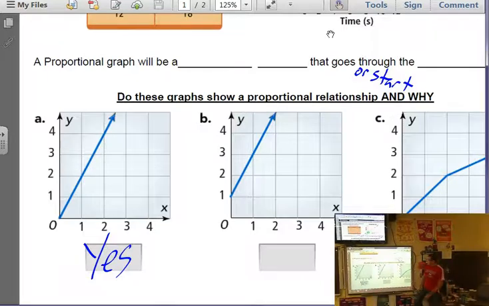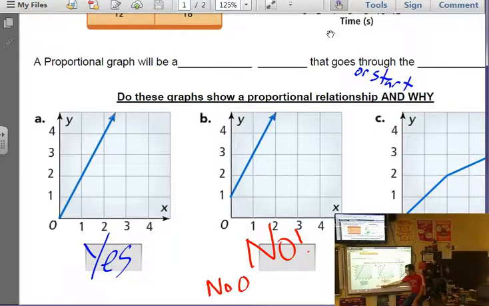Anish, for B, is that a proportional relationship? Yes, it's not proportional. Wait. Yes, it's not proportional? Yeah. So, no, why? So it is, because it's saying, do these graphs show a proportional relationship? So my answer will be no. Why? Yeah, so there's no origin point.